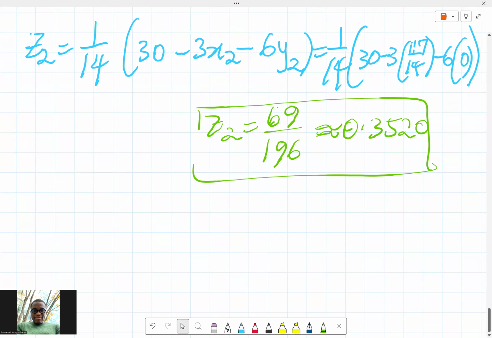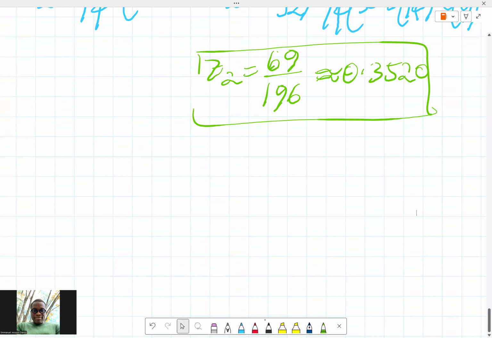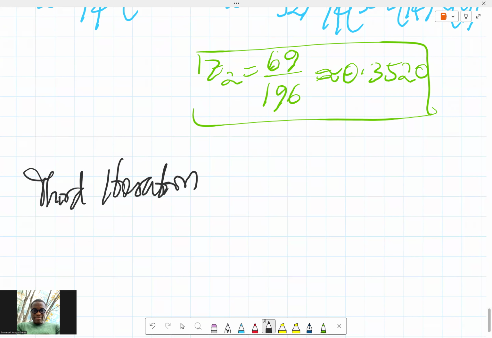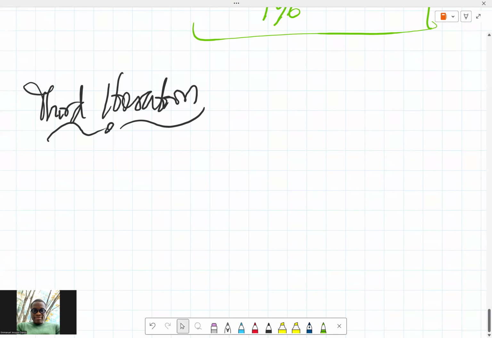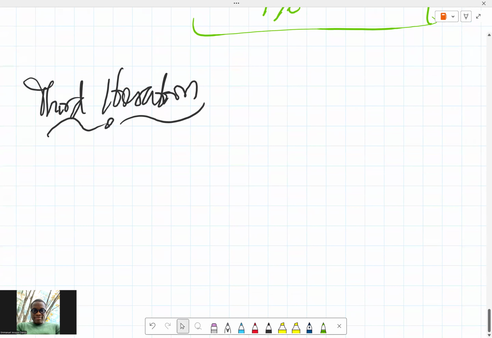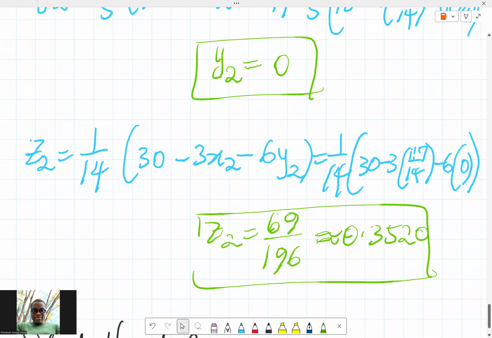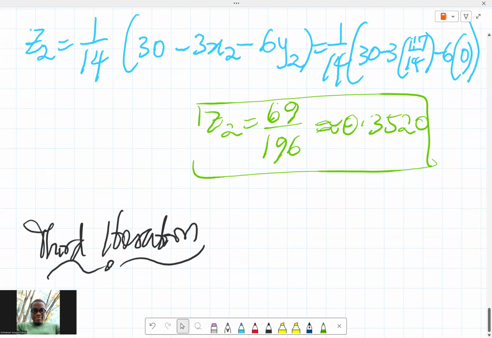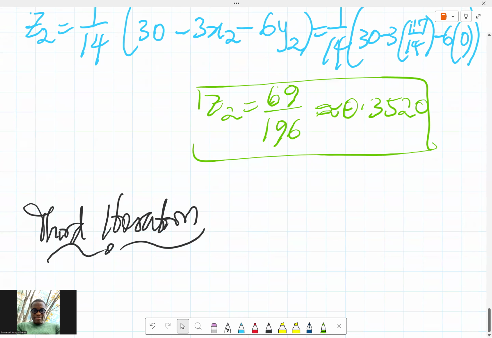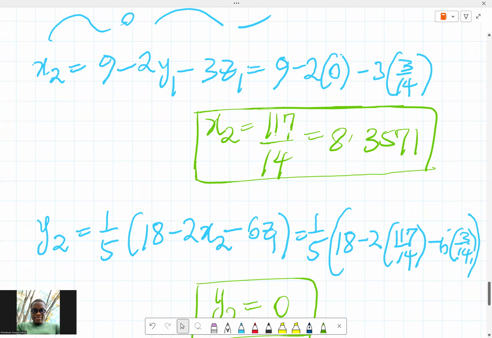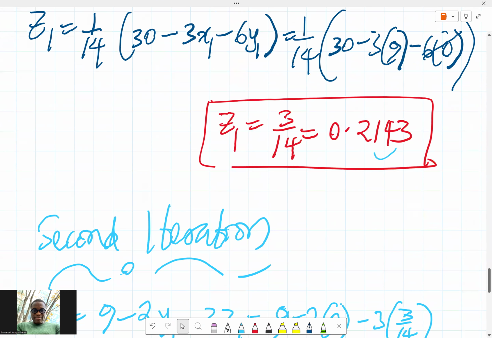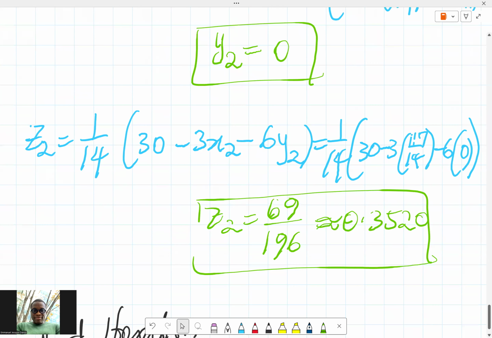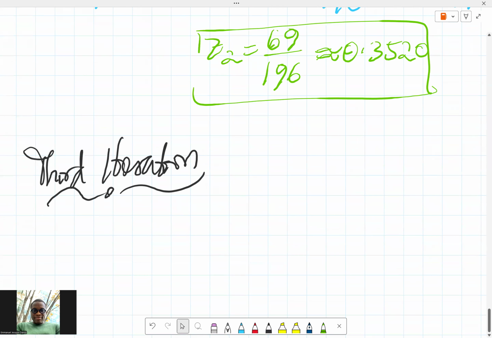So we go for the third iteration. The only difference is that as soon as you get a value, you can use it in the next variable. That's basically the idea. Now you can see this is 0.3520. When we started, the first z1 was 0.2143, and we know the original answer is 0.6. So you can see this is moving up to meet 0.6, while the x, which was 9 before, is moving down to meet 7.2, while y is already 0, which it's supposed to be.